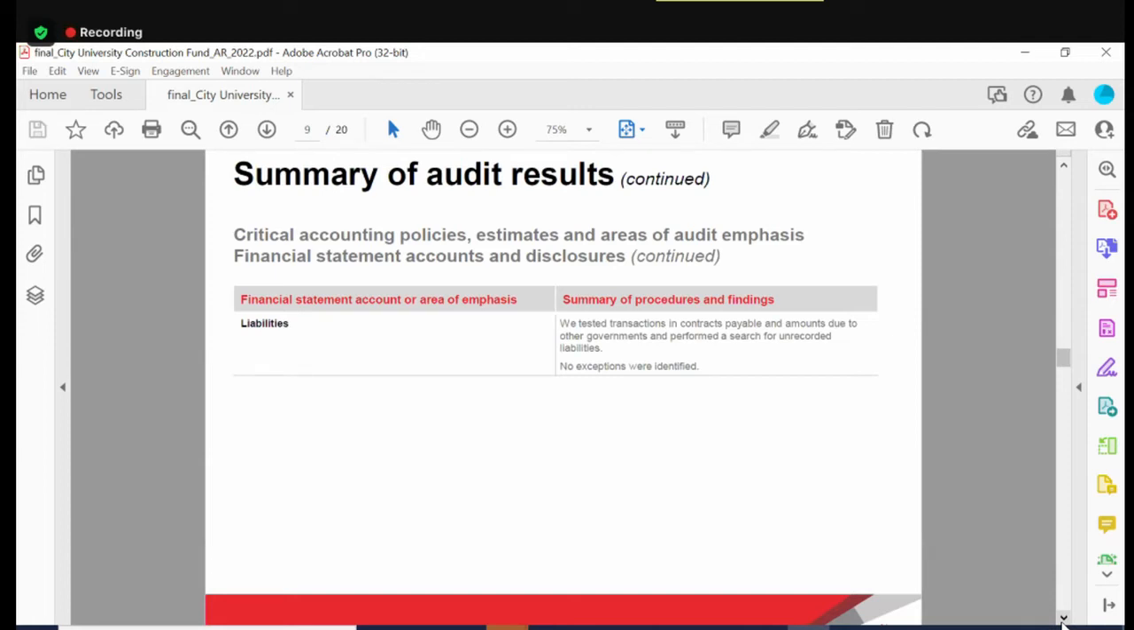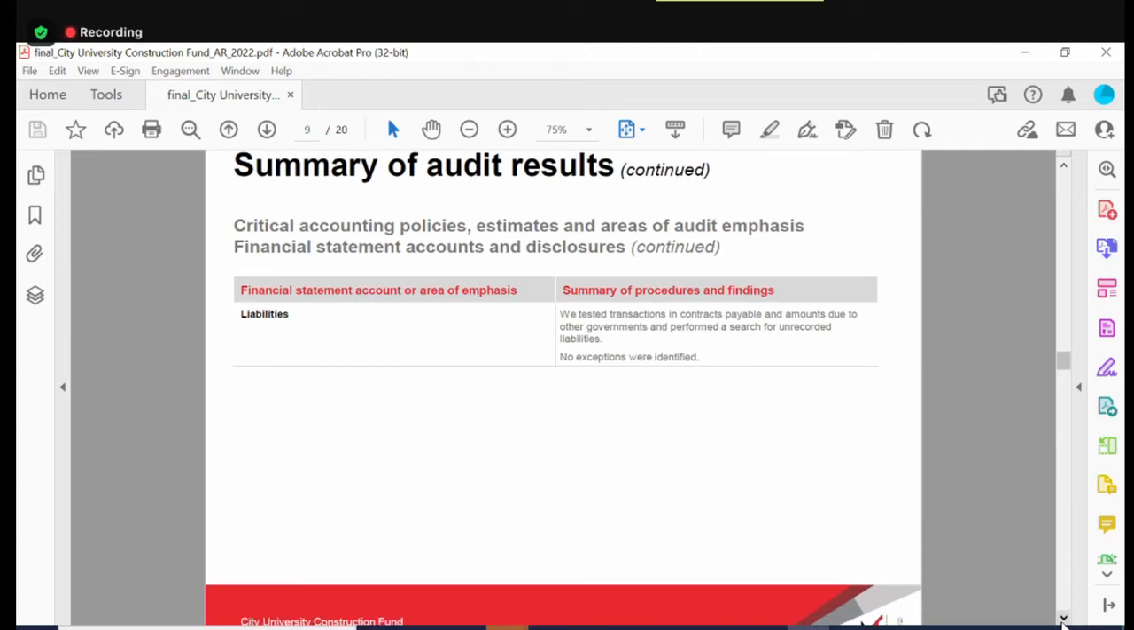Liabilities, we did test transactions relating to contracts payable and amounts due to other governments. And we also performed a search for unrecorded liabilities to make sure your liabilities were not understated at year end. No issues there.